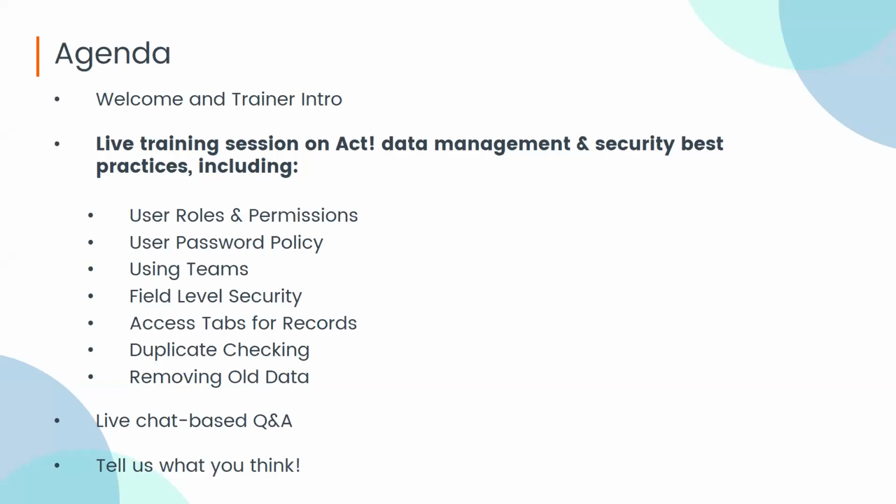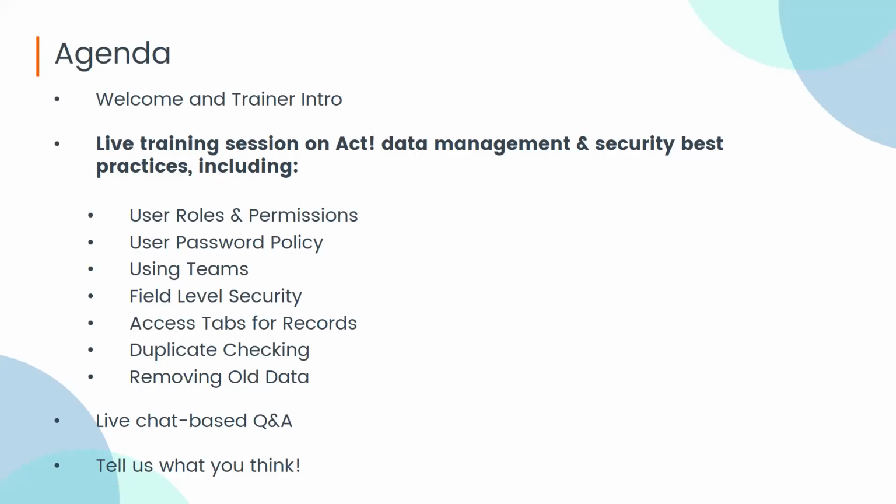Some fields maybe in your ACT database, you want to set up security on them. You don't want everybody to see the data in specific fields. I'll show you field level security, how to set that up. And then you can also go to the Access tab for individual records, whether it's contact records or opportunity records. And you can even set security on those specific records individually.